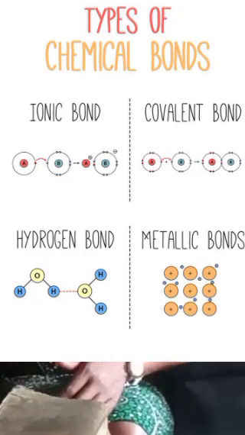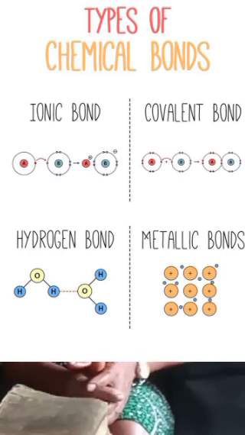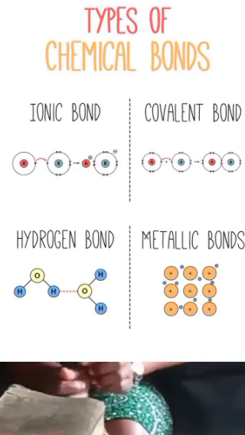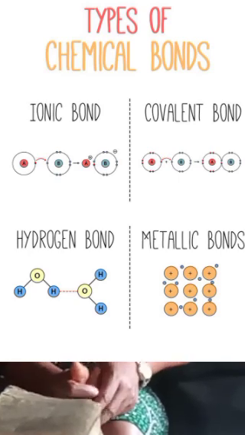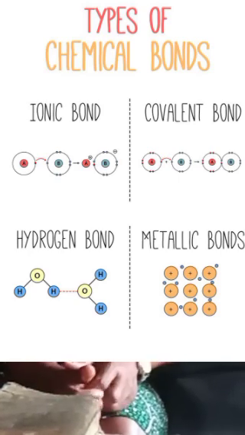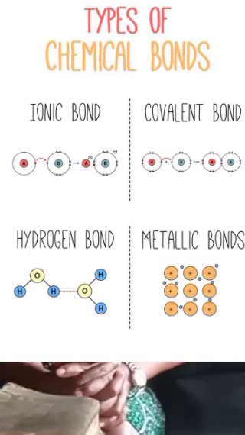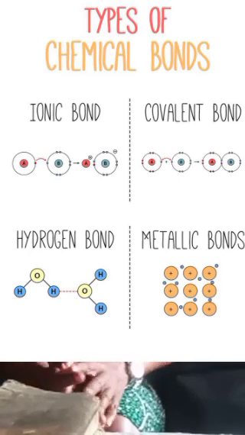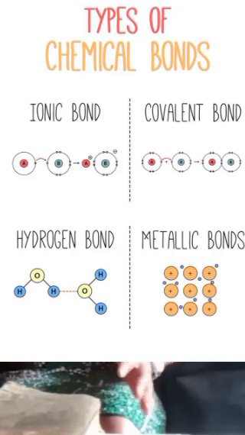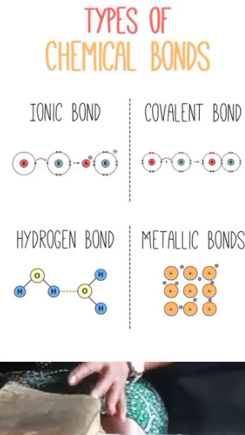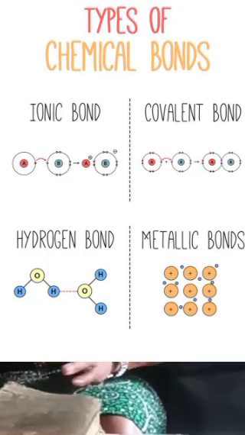Now, metallic bonding, which as we all know, is mostly found in metals. Metallic bonds involve the delocalization of electrons among the lattice of metal atoms. Electrons are delocalized amongst the lattice of metal atoms.